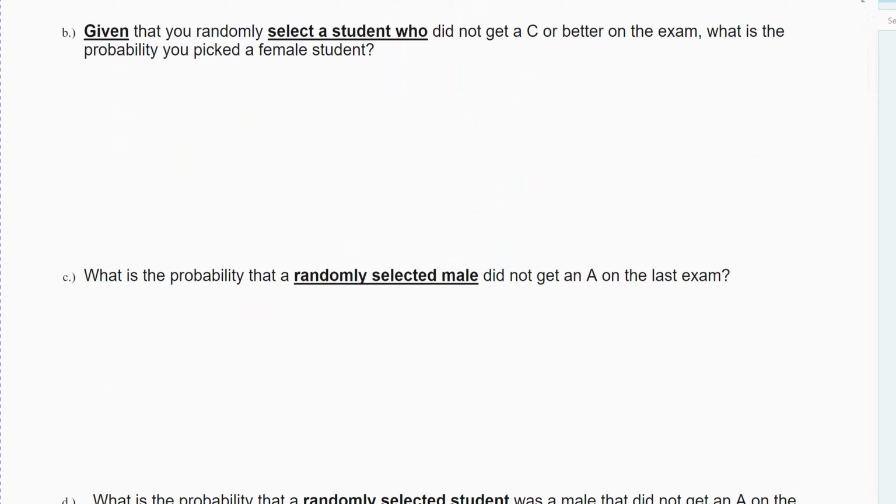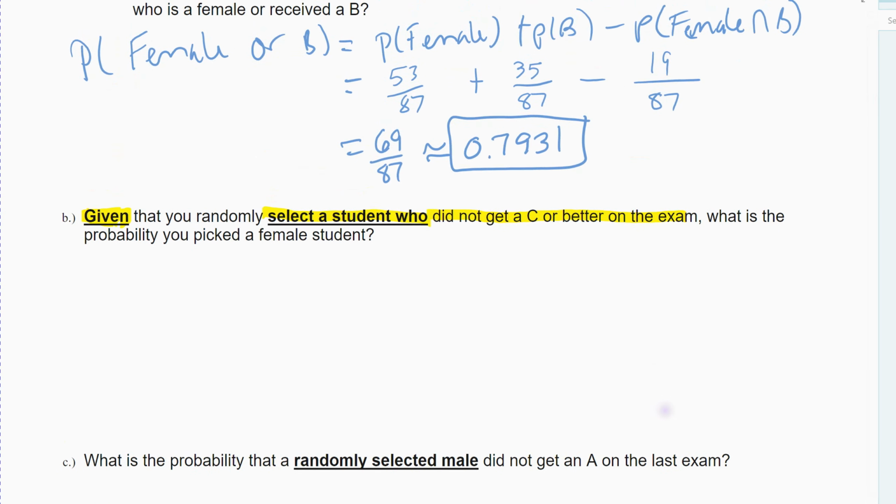Second example. As soon as you see the word given, you should always be wary that this is a conditional case, right? Because that's A given B, B given A. Given, you randomly select the student who did not get a C or better on the exam. What is the probability you picked a female student? So again, given that you selected a specific type of student, so the difference here is a student who has something we know about them.